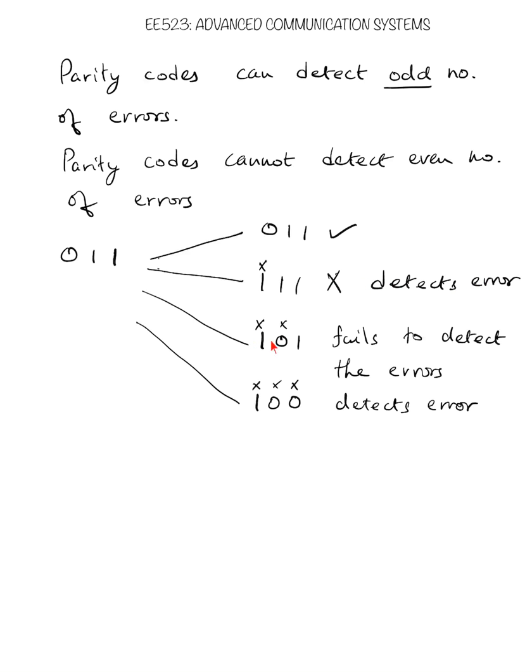But when there are an even number of errors, it cannot even detect the error. It thinks that the received code word is a correct, valid code word, and therefore it does not even detect that error. So parity codes have a limitation: they can detect only an odd number of errors. If the number of errors is even, it does not detect it. It thinks it's a correct code word and accepts it as valid, so it would fail to detect the error.